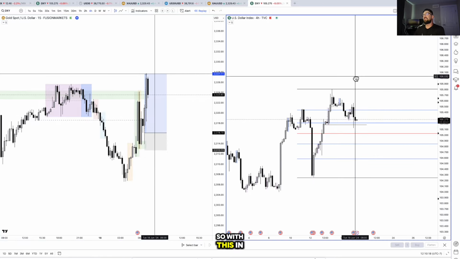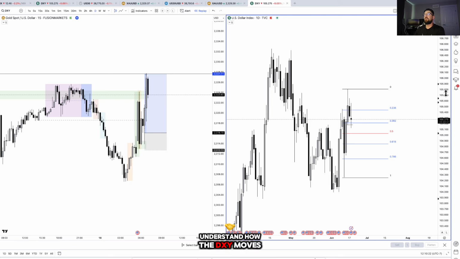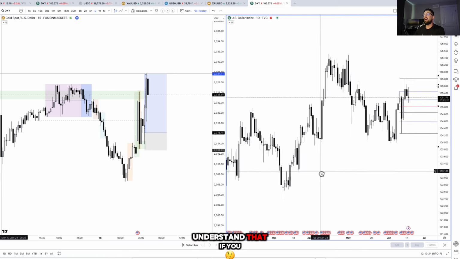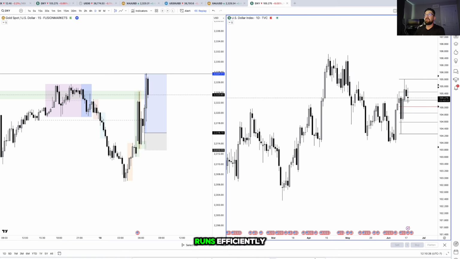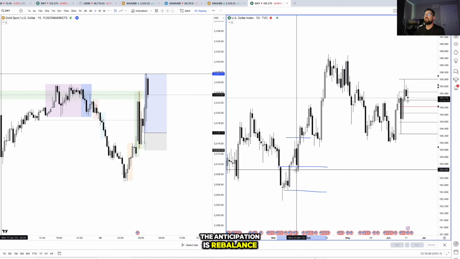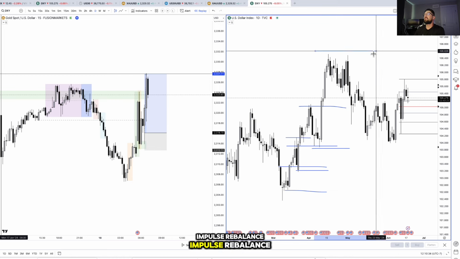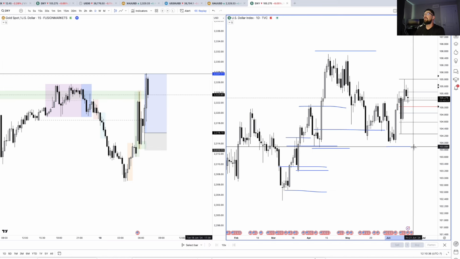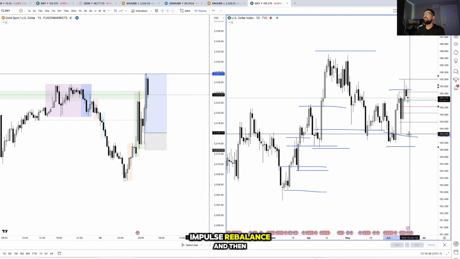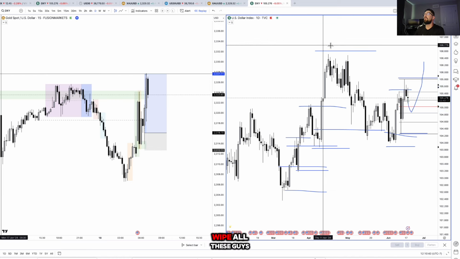So with this in mind, again, understand how the DXY moves. Understand that if you look at DXY, it runs efficiently. So with that knowledge, the anticipation is rebalance, impulse, rebalance, impulse, rebalance, impulse, rebalance, and then now you have impulse, the expectation, rebalance, and wipe all of these guys.